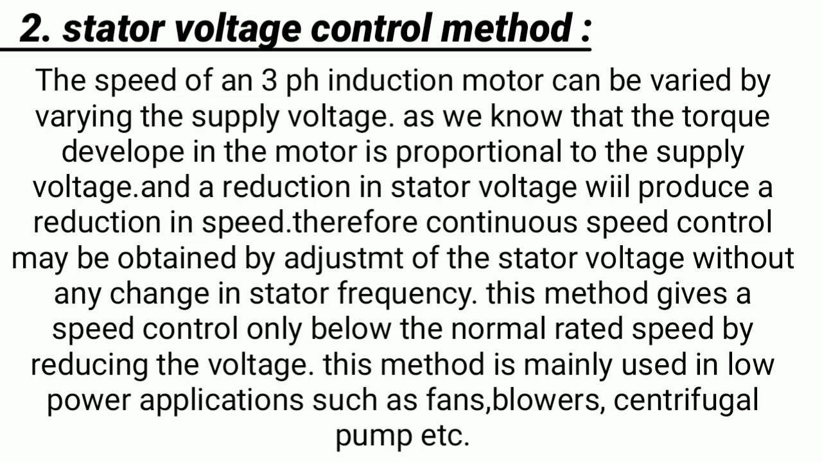So continuous speed control may be obtained by adjustment of the stator voltage without any change in stator frequency. This method gives speed control only below the normal rated speed by reducing the voltage. This method is mainly used in low power applications such as fans, blowers, centrifugal pumps, etc.